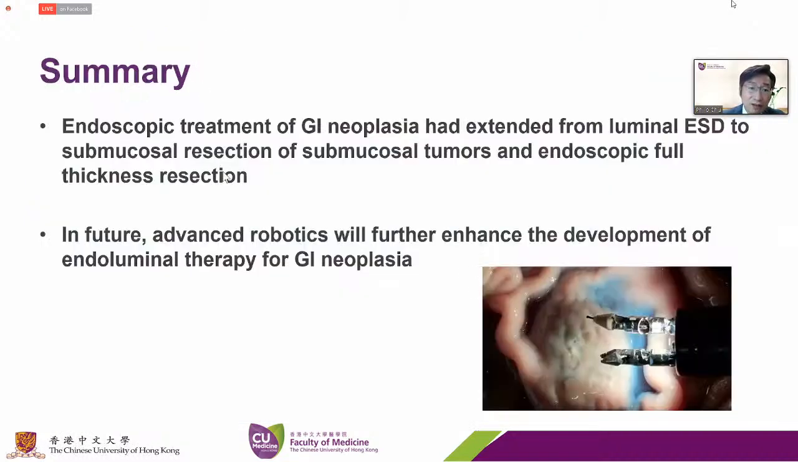So in summary, endoscopic treatment of GI neoplasia has extended from luminal ESD to submucosal resection of these tumors and also EFTR. I think in the future, advanced robotics will further enhance the development of endoluminal therapy for GI neoplasia.